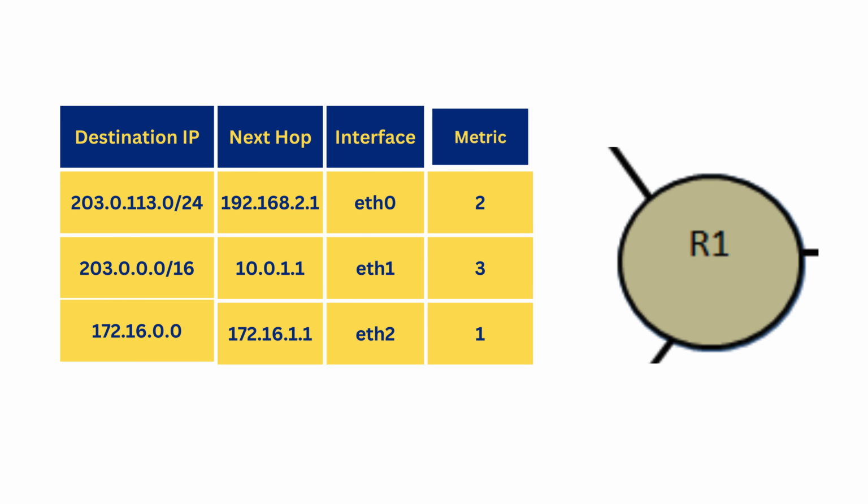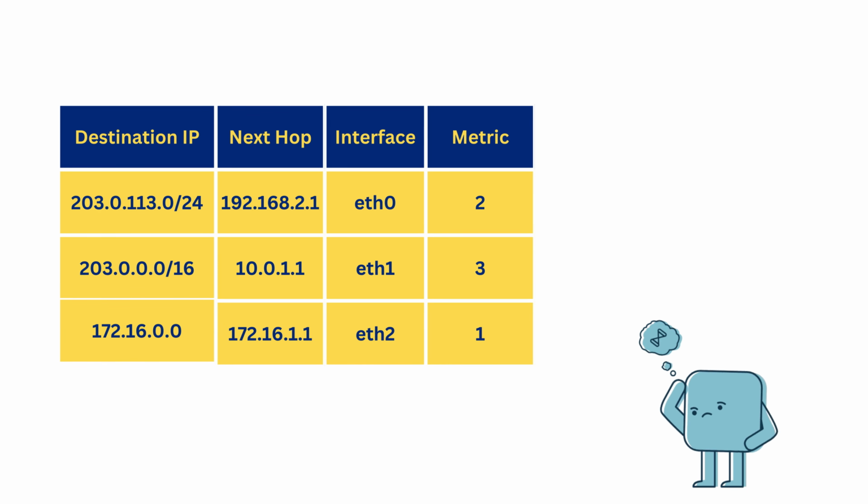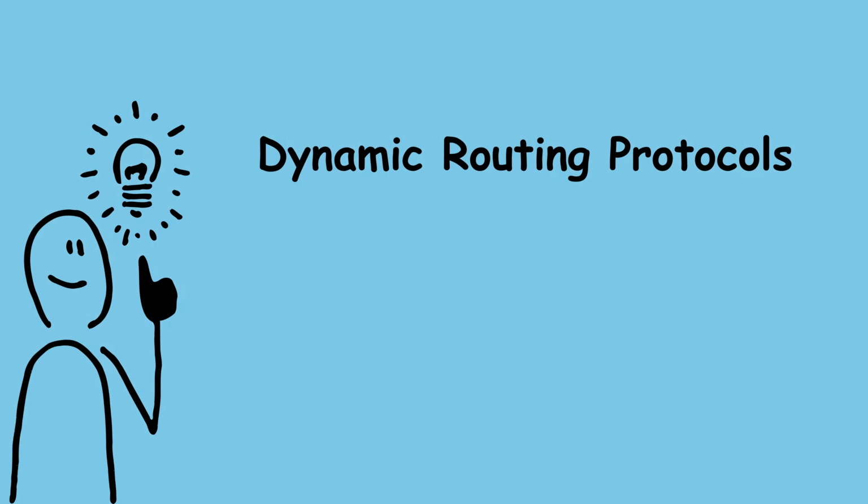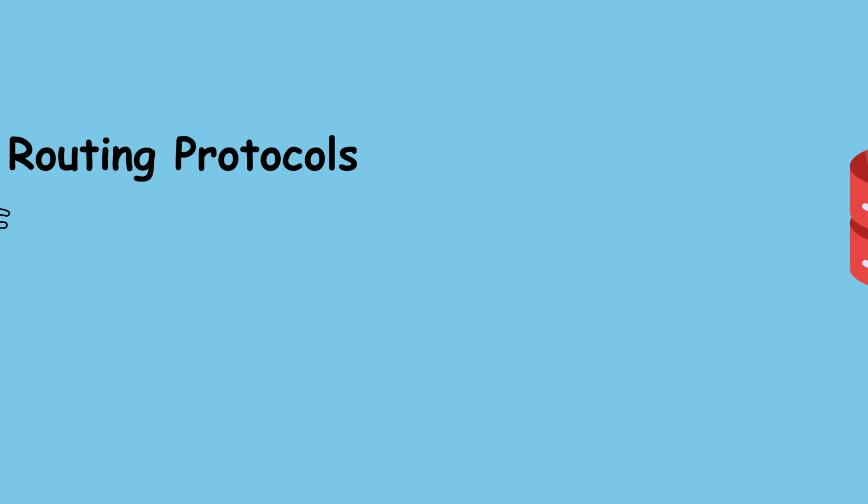But how do routers keep their maps updated? They use dynamic routing protocols like OSPF, BGP, or RIP. These protocols help routers communicate, share network changes, and always find the best routes. Some routers might even use static routes, predefined paths that don't change, for extra control.